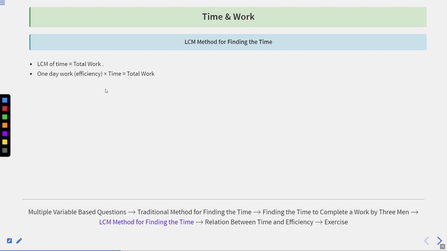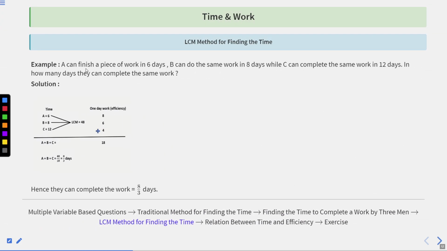LCM method for finding the time. So the LCM of time will give you total work, and 1 day efficiency into time will give you total work. So these are the two formulas, and don't worry, we will see examples on these and how to use them.